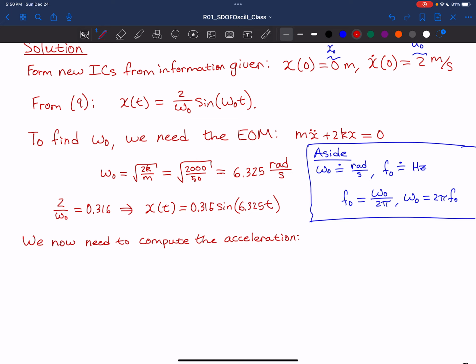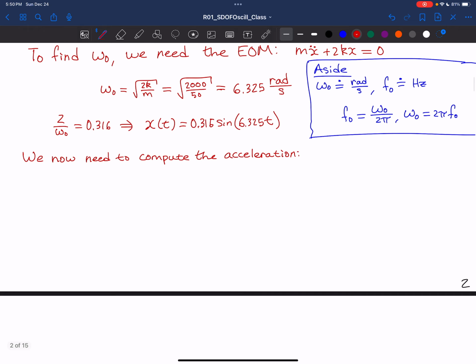And we're going to do that by taking derivatives. We'll start off by taking the first derivative of x with respect to time. That's our velocity, x dot of t. And that's going to be equal to, so when we take the derivative, we'll skip the constant, take a derivative of the sine. That gives us a cosine, then multiplied by the derivative of what's inside the sine, which is 6.325. Multiplied by 0.316 is equal to 2. So we end up with 2 times the cosine of 6.325t. And here we had to use our chain rule.